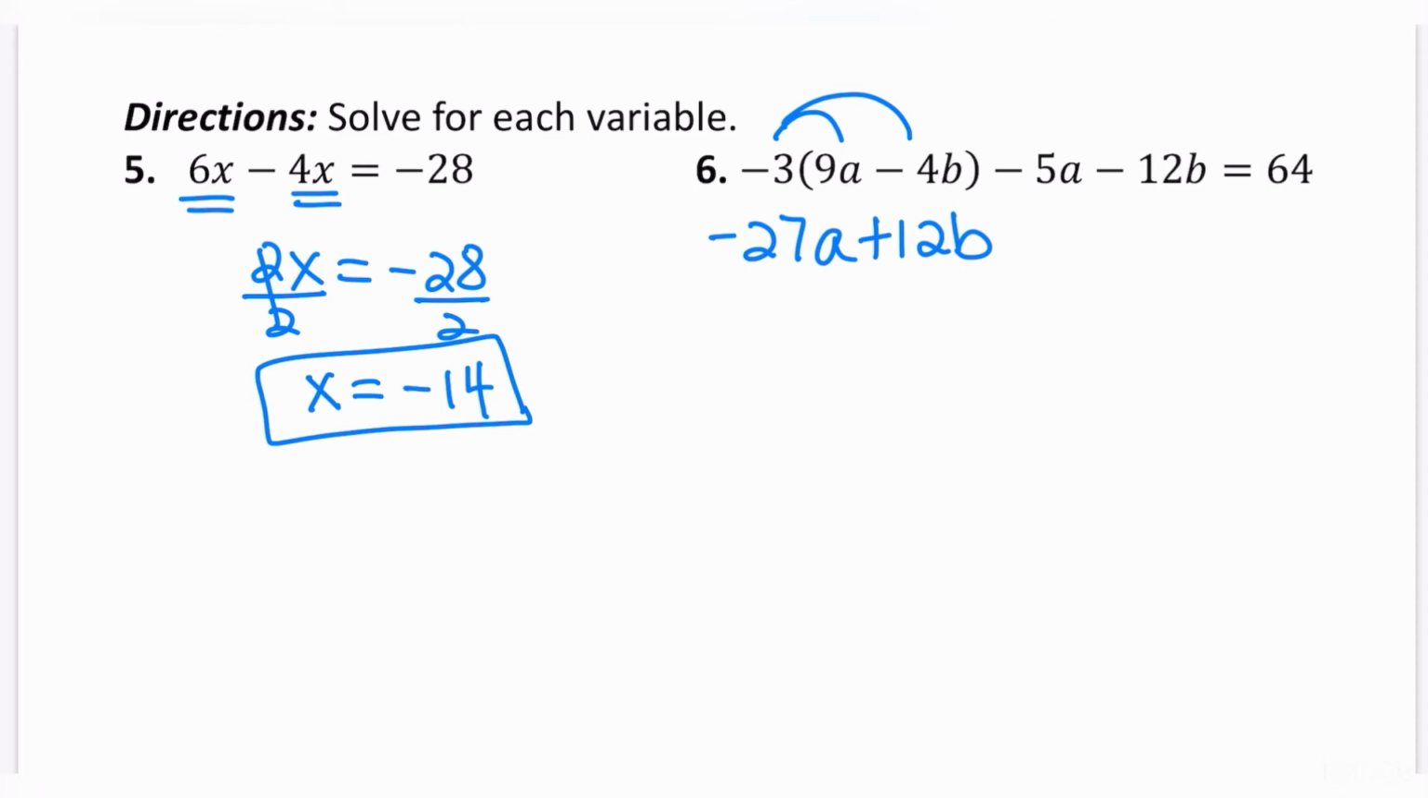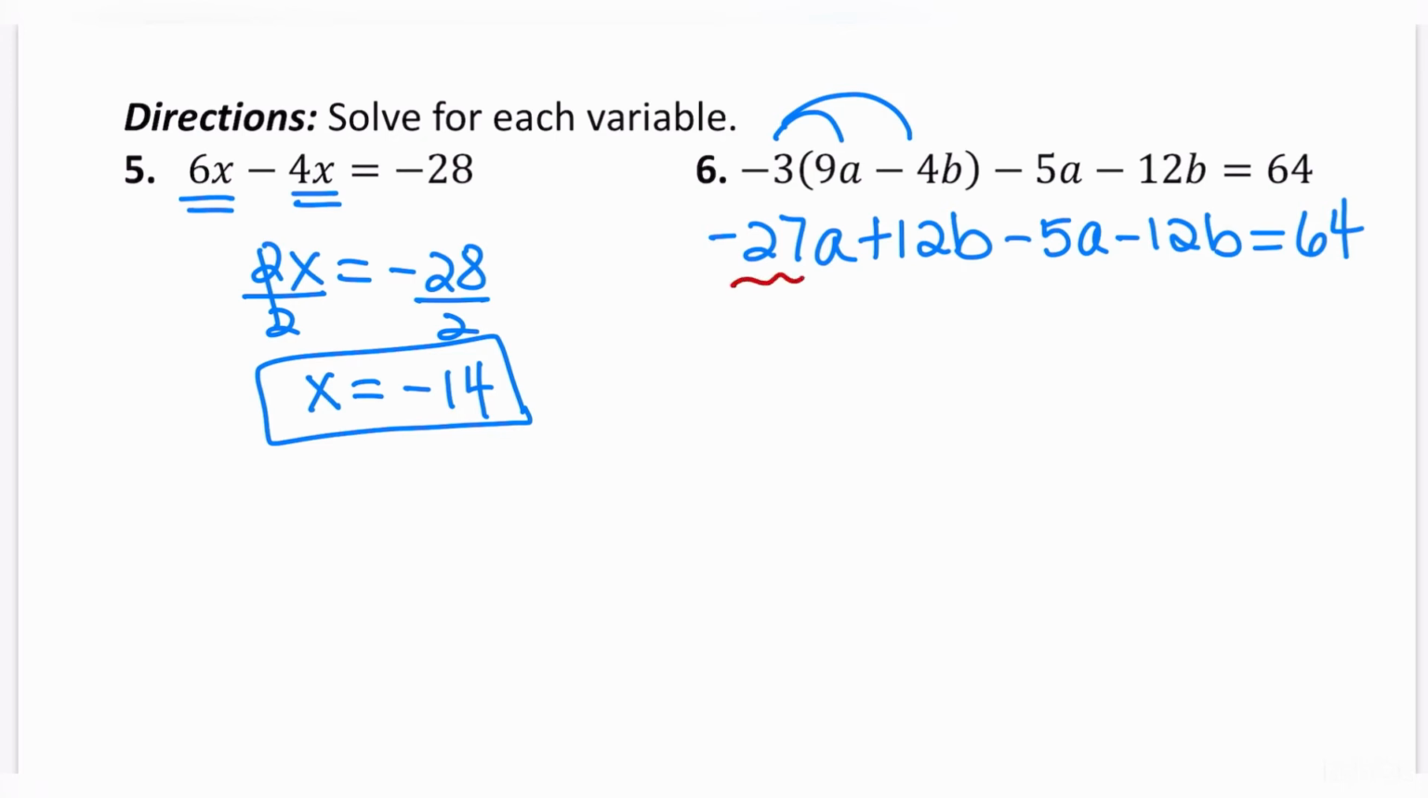Instead, what I'm going to do is bring down the rest of the problem. Negative 5a minus 12b is equal to 64. And now I can go ahead and check for like terms. Be very careful about not doing too much at one time. Sometimes my students, they try to get so ahead of themselves by taking shortcuts that's where they lose themselves and they make mistakes. So it's better for you to distribute first, and now let's go ahead and combine like terms.